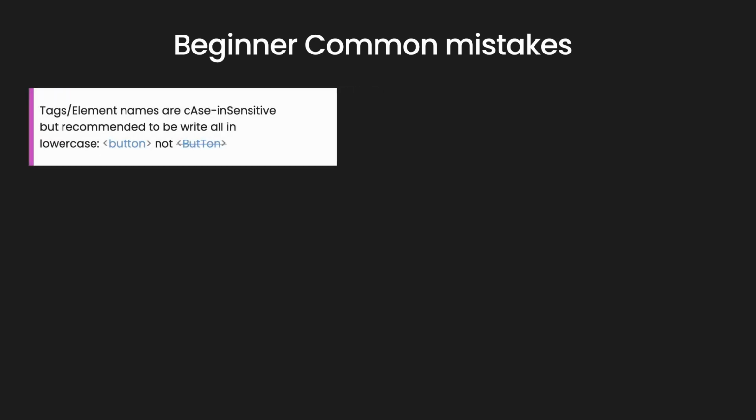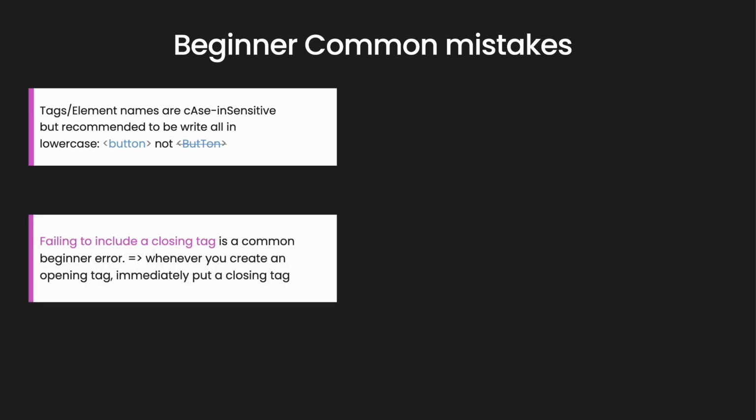Alright, so let's move on to some common beginner mistakes. First, tag or element names. Tag or element names are case insensitive, which means that they can be written in lowercase or uppercase, but it is recommended that you write everything in lowercase. The second most common mistake is closing tags. Failing to include a closing tag is a super common mistake for beginners. Therefore, whenever you create an opening tag, immediately put in a closing tag.